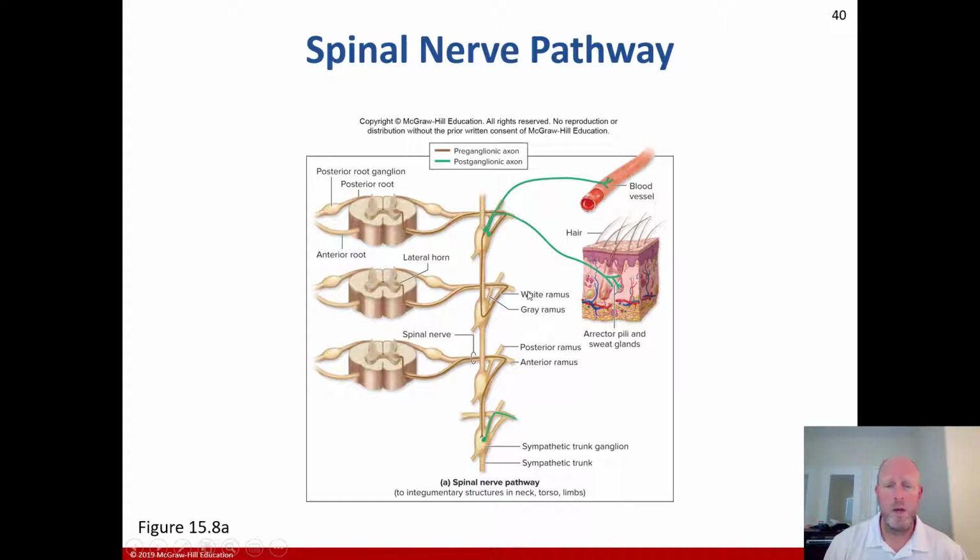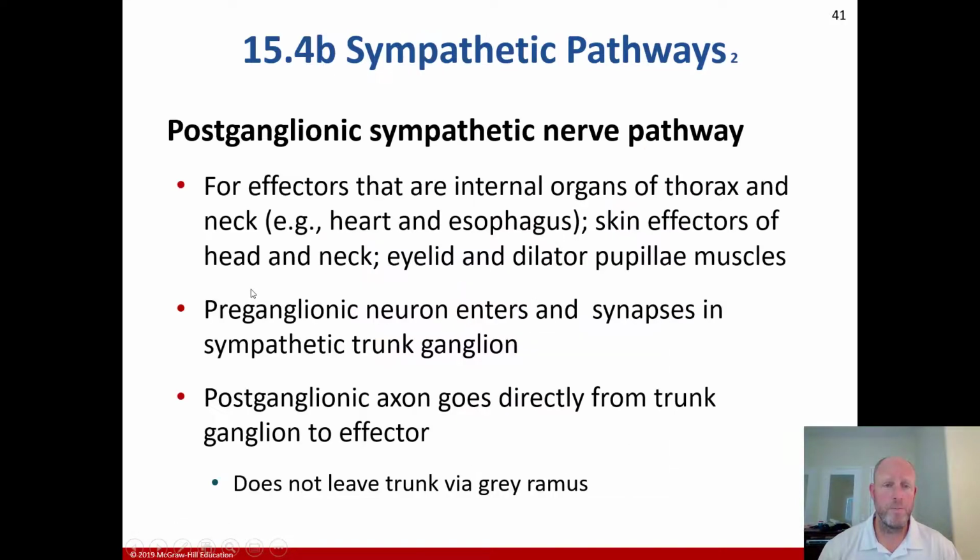Right off the side, go to the white ramus or the gray ramus, and the posterior ramus here protruding out here, or the anterior ramus there, right? And the sympathetic trunk ganglion versus the sympathetic trunk. Not specifically erector pili and the sweat glands. You will from a standpoint of going from other units for the final, right? Not so much this unit specifically, for those other 60 questions that are on your exam.